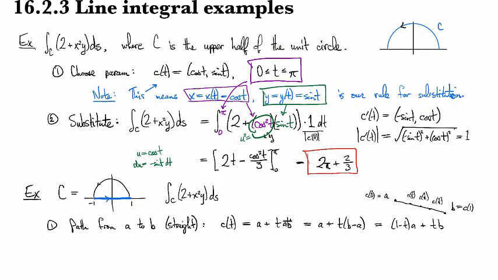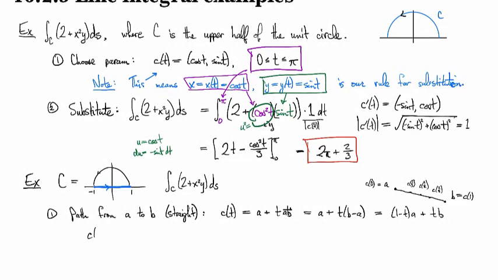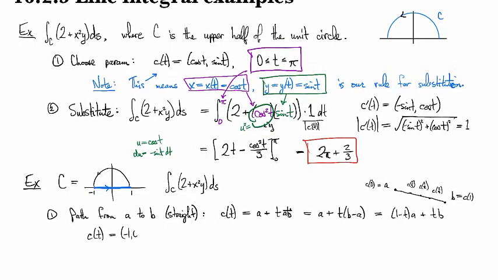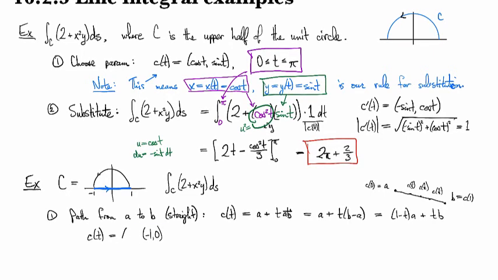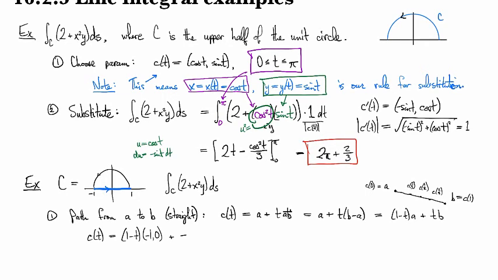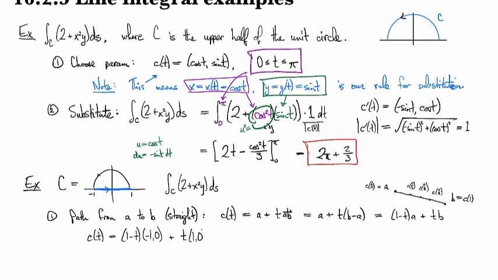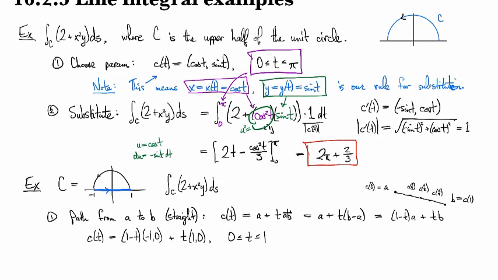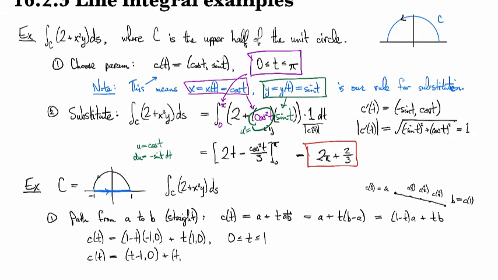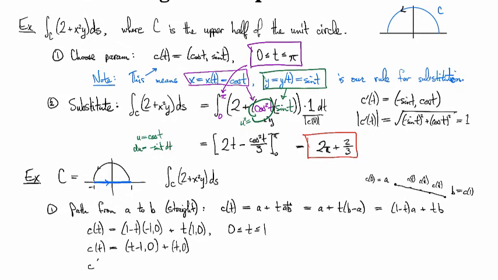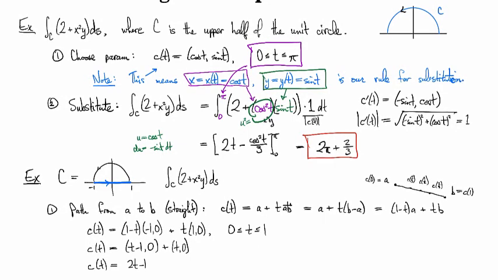Okay, so the straight line path from one point to the other here, C of t, is going to be, let's see, we're going to start from (-1, 0), and we're going to have (1 minus t) times that part, and t times the part where we end. And so that'll get us there as t goes from 0 to 1. And so then I can just do the arithmetic to put this together. So I have (t minus 1, 0) plus (t, 0), or (2t minus 1, 0).